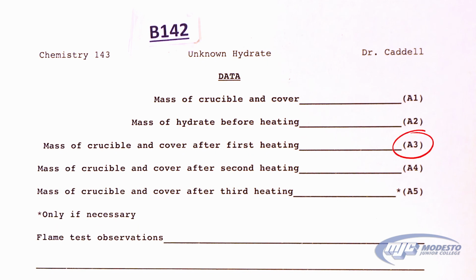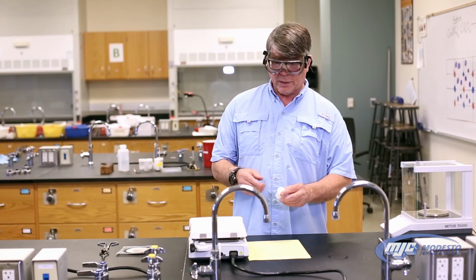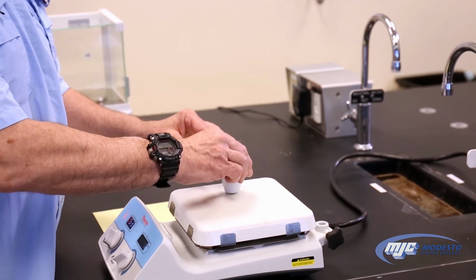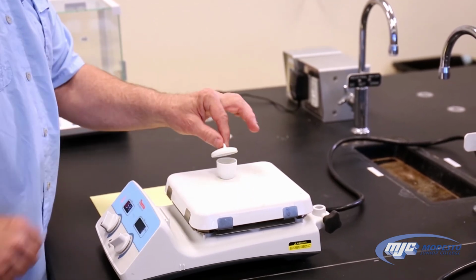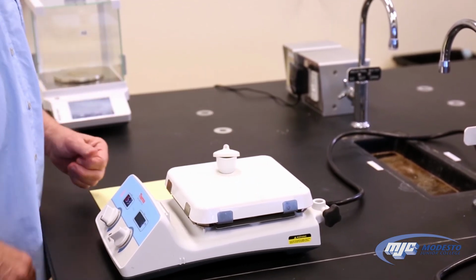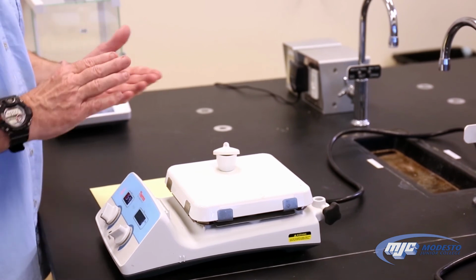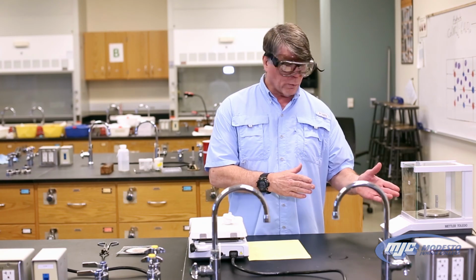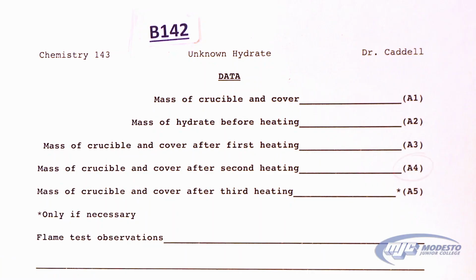Once we finish that, you just put it right back on the hot plate. It's still turned up full blast. And we're going to go 10 more minutes, then do the same thing. Take it off, let it cool, heat it, weigh it, and that will be our A4. Now, what we do is we take A3 minus A4. Just do it in your heads or on a calculator.